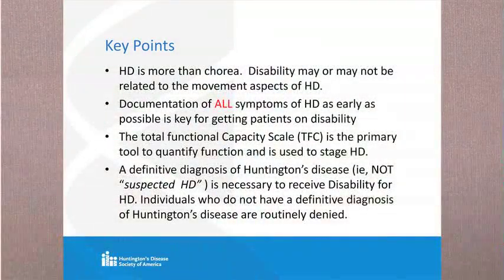These are the key points for this module: that Huntington's disease is more than chorea. Disability may or may not be related to the movement aspect of Huntington's disease. Because of this, it's really important to document all symptoms of Huntington's disease as early as possible, and this is key for getting patients on disability.